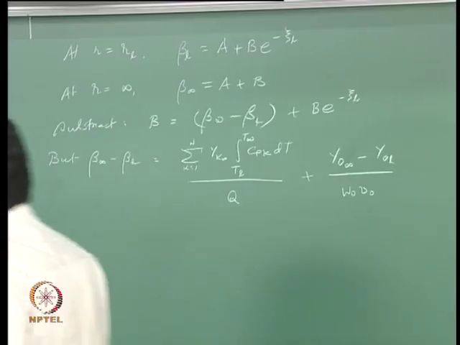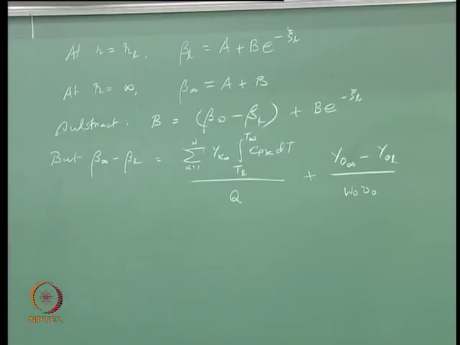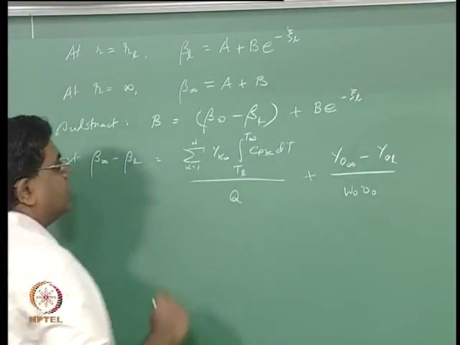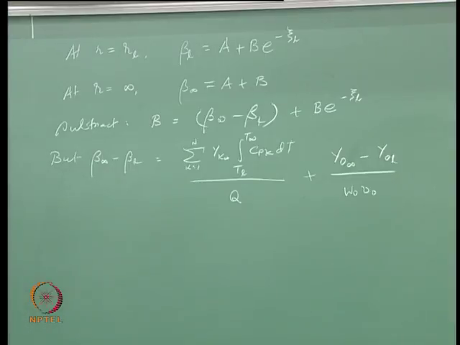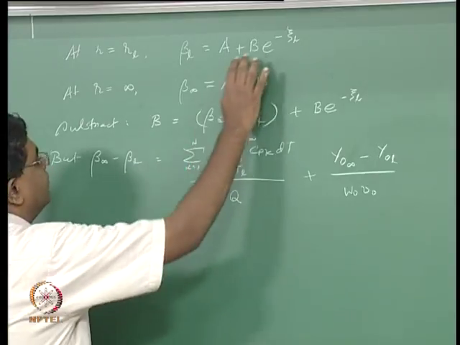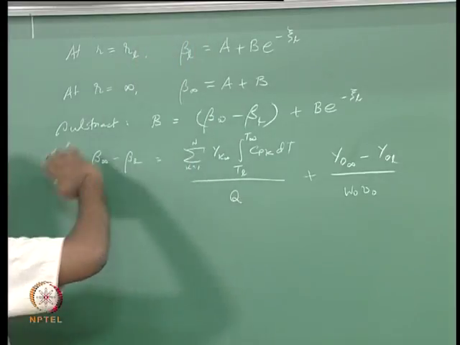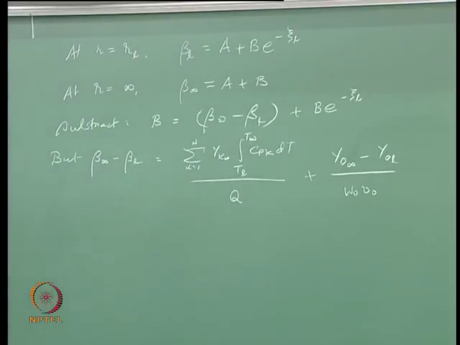Then we have to use the interface condition. So what we have now is B is equal to this plus B e to the minus psi L, with which you can evaluate B, but we are not really bothered about evaluating B. We are not interested in evaluating A as well. We are not interested in finding betas. What we are really interested in is to apply the interface boundary condition so that we can even eliminate B.